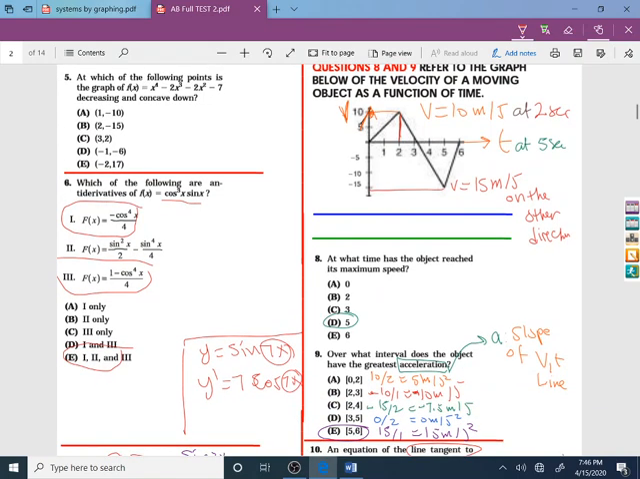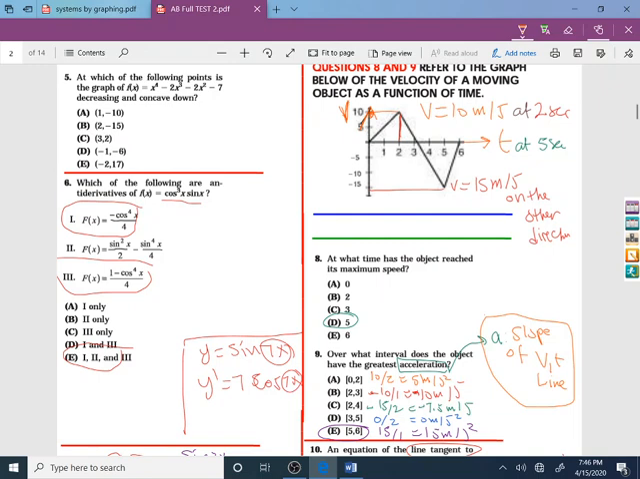Over what interval does the object have the greatest acceleration? What I need you to know is that this is a VT graph. For a VT graph, acceleration is the slope of VT. Then I need to find the slope between 0 and 2, from here to here. The slope is rise over run, which is 10 here, divided by the x-axis 2, which is 5 meters per second squared.